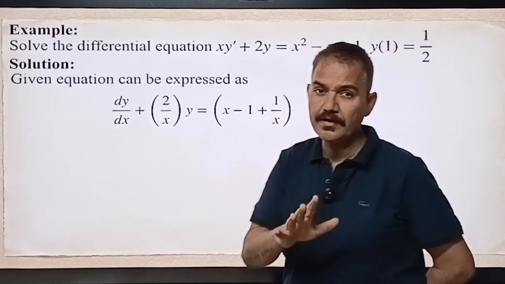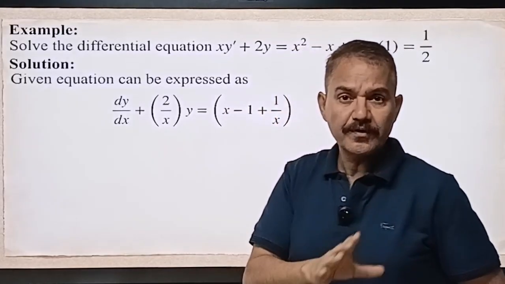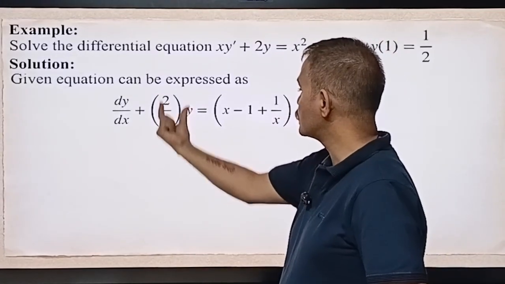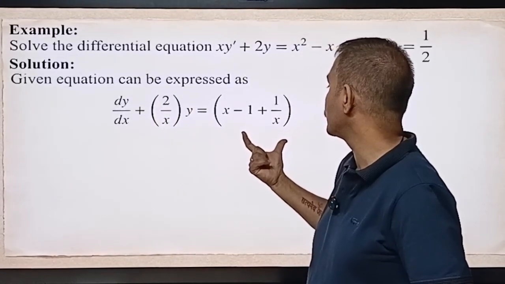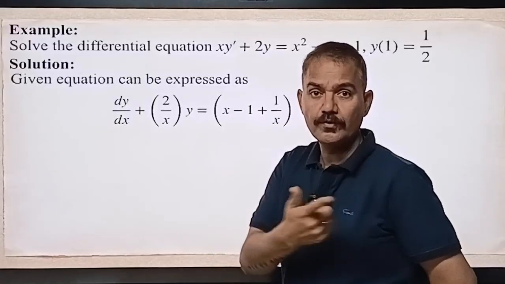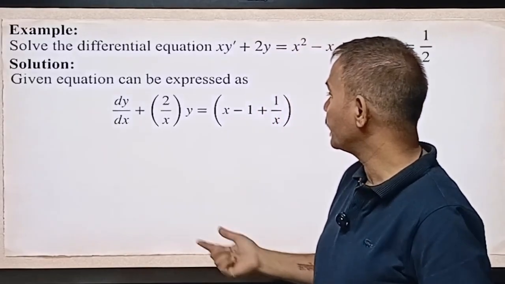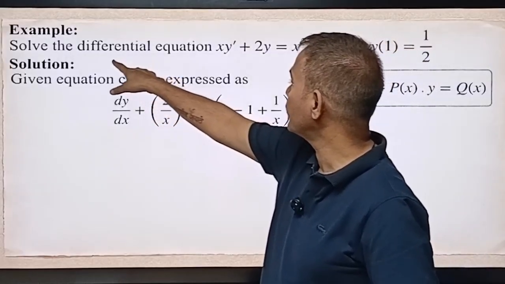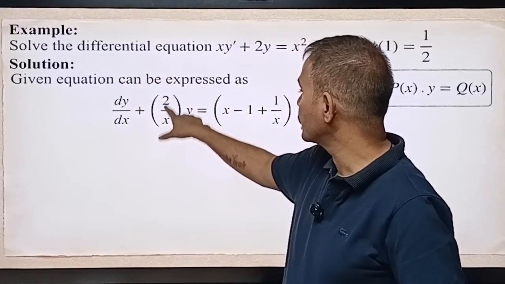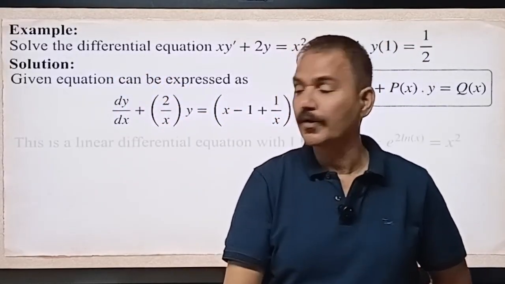So this is the standard linear differential equation where p is 2 upon x and q is x minus 1 plus 1 upon x. So the next step will be finding the integrating factor. When you find the integrating factor, what will it be? e raised to the power of integration of 2 upon x.